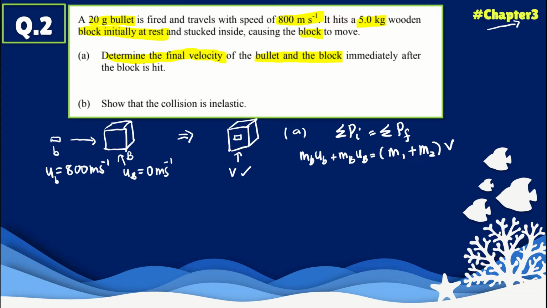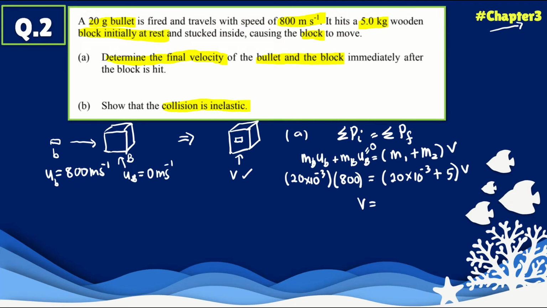Let us substitute the values. 20 grams is converted into kilograms, so 20 times 10 to the minus 3. U bullet is 800. As we know, U for the block is equal to 0, so we can just move straight away to the right side of the equation. M1 is 20 times 10 to the minus 3 plus 5 kilograms. We want to find V. Your calculation will be done, and you are supposed to get the final velocity as 3.19 meters per second.